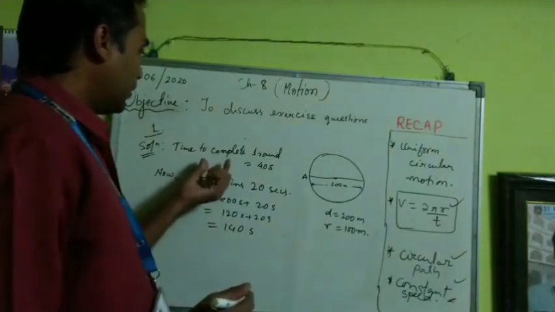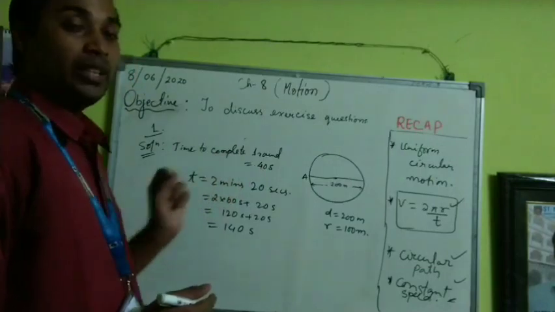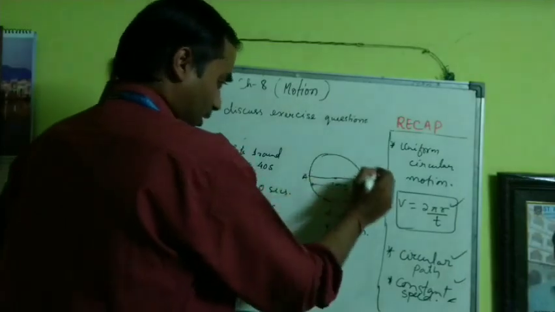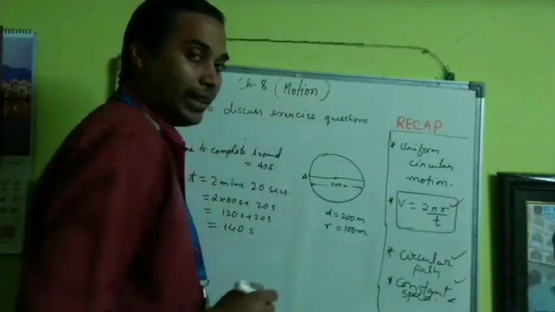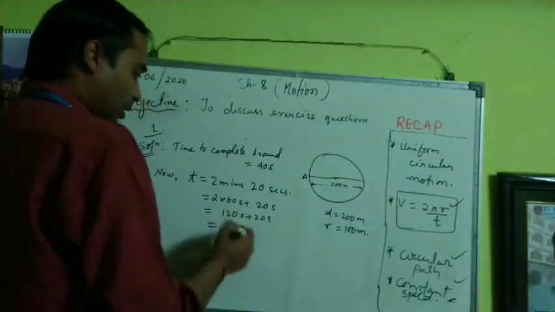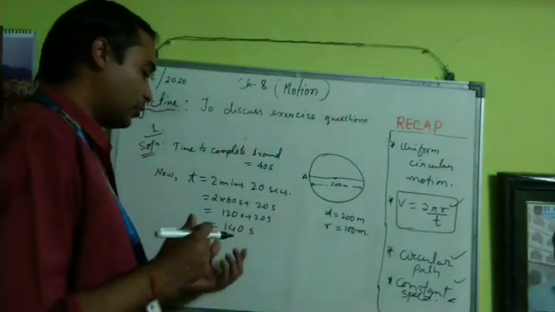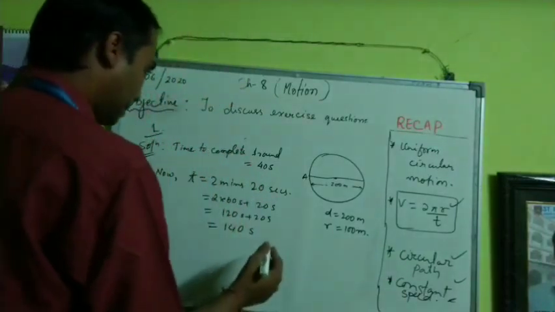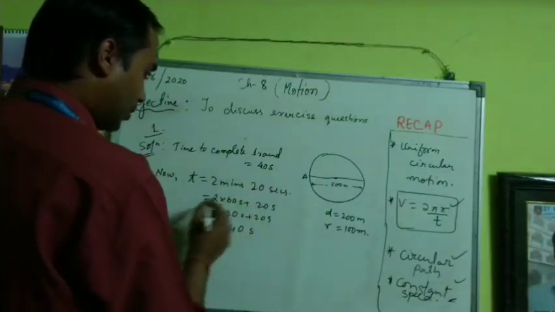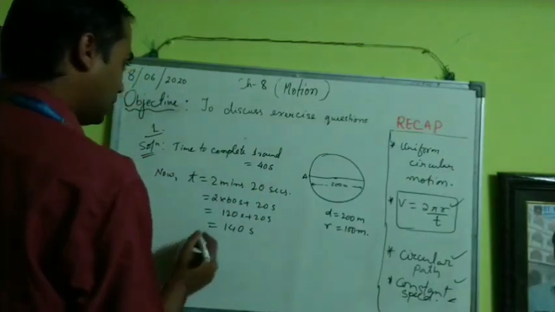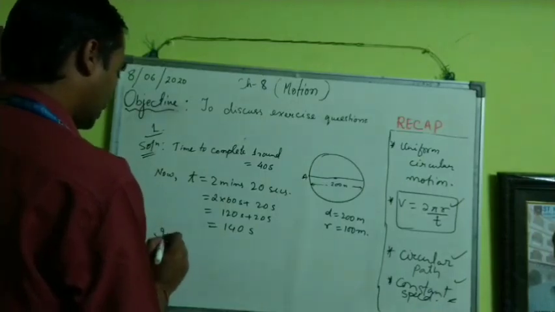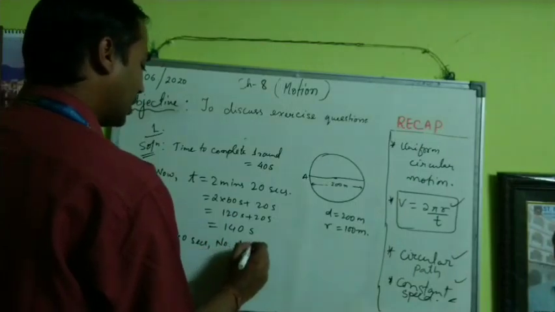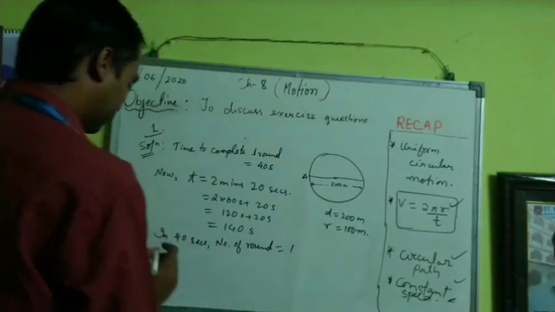As it is given, 40 seconds is required to complete one round. That means if the athlete starts from point A, then it will take 40 seconds to come back to point A. So in that way, how many rounds is he going to complete in 140 seconds? We need to find first the number of rounds. Let us write this in reverse order, that is, in 40 seconds number of rounds is equal to 1.